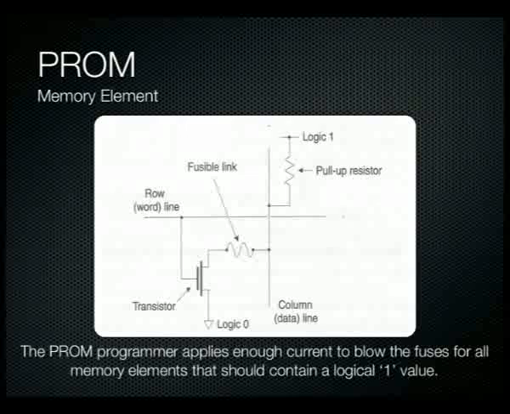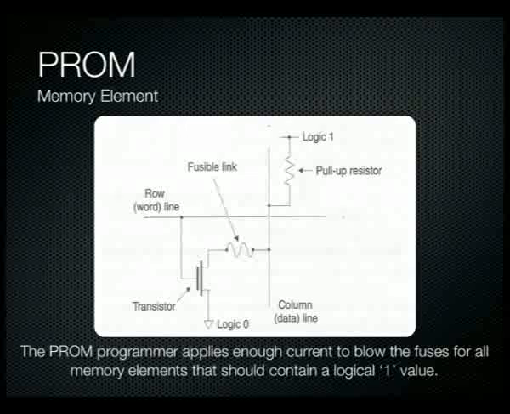If you wanted to program this PROM memory element, then you would put a high amount of current down the row line, and then in all the memory elements where you wanted there to be a logical one, you would simply ground the column line. It would make an electrical connection between the word line, through the transistor, and through the fusible link down to the column line, and you'd be drawing a lot of current through that fusible link, which would cause it to blow.